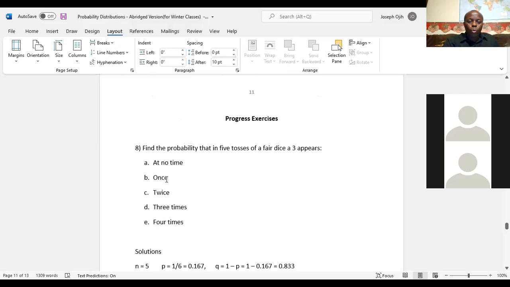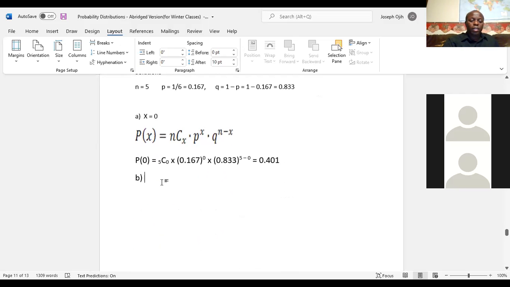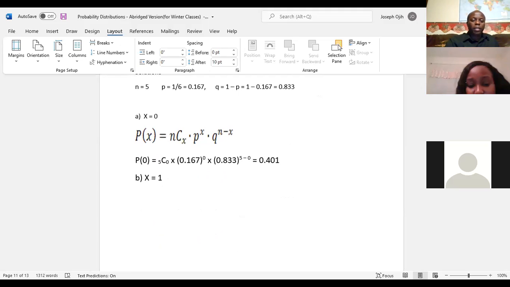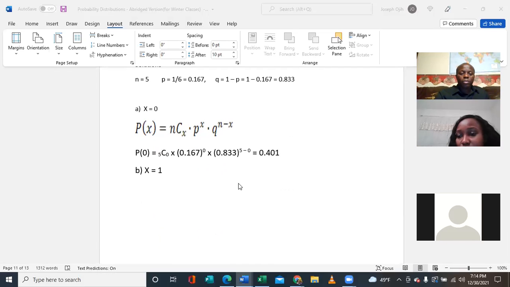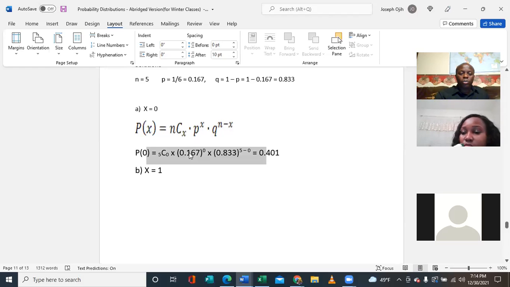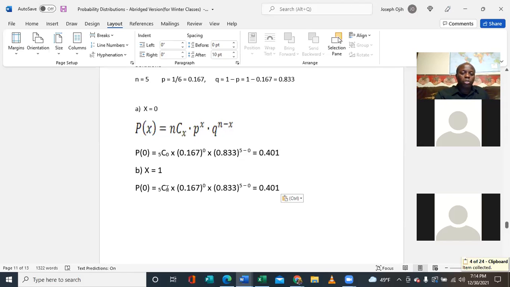A3 appears once. In that case, X is 1. So plug it in. So the probability of 1, okay, for 1, use the same formula. I'm just going to copy it and change these zeros to 1. Change this to 1, and then change this to 1, raised to the power 1, and 1 is this about 5 minus 1.